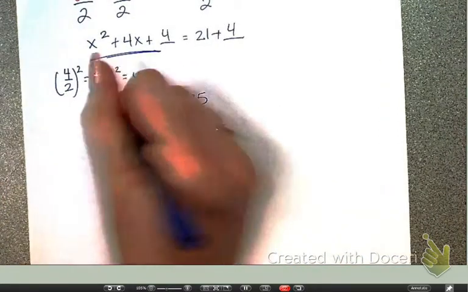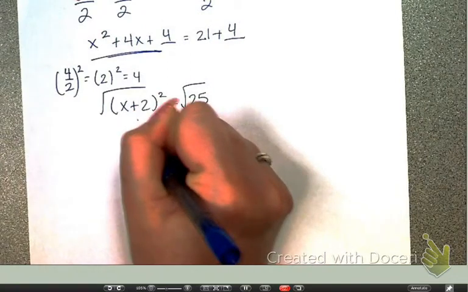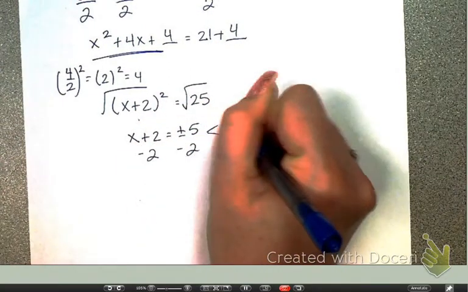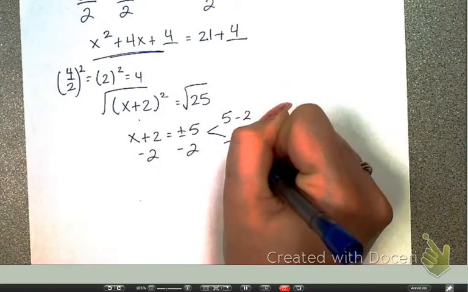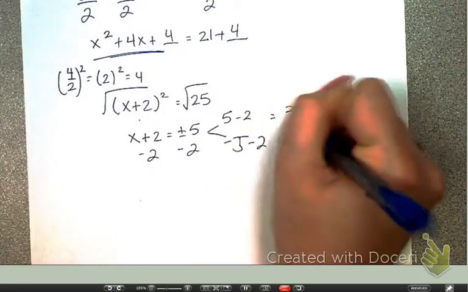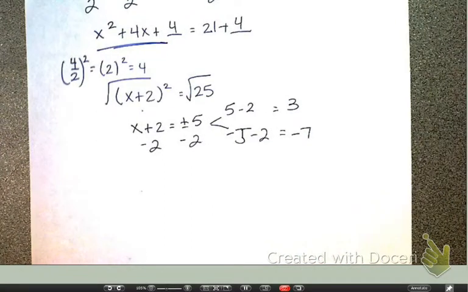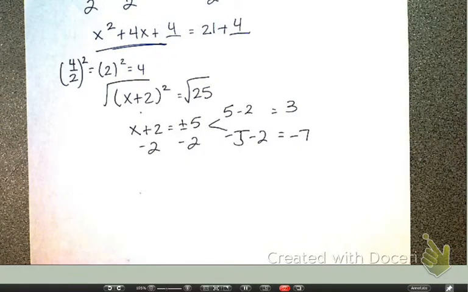Take the square root. X plus 2 equals plus or minus 5. Subtract 2 and you have 2 answers. 3 and negative 7. Okay. So it works, you just have to make sure you do all the steps appropriately. Completing the square wasn't our best test, so unless you're really good at it, maybe that's not your best option. Any other questions? Okay.